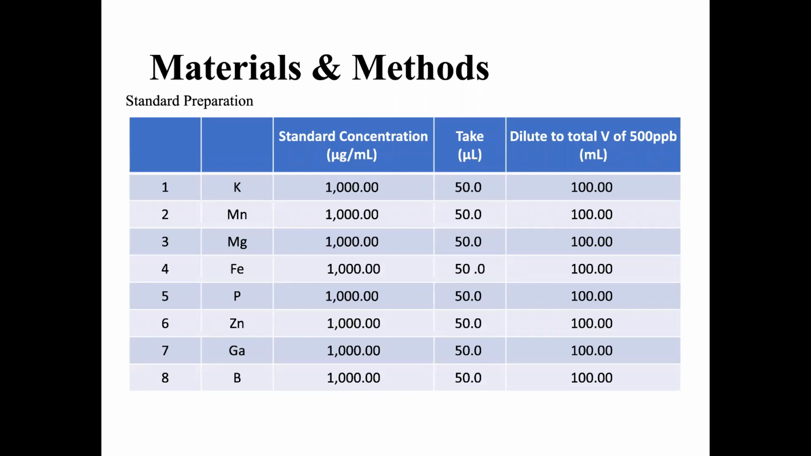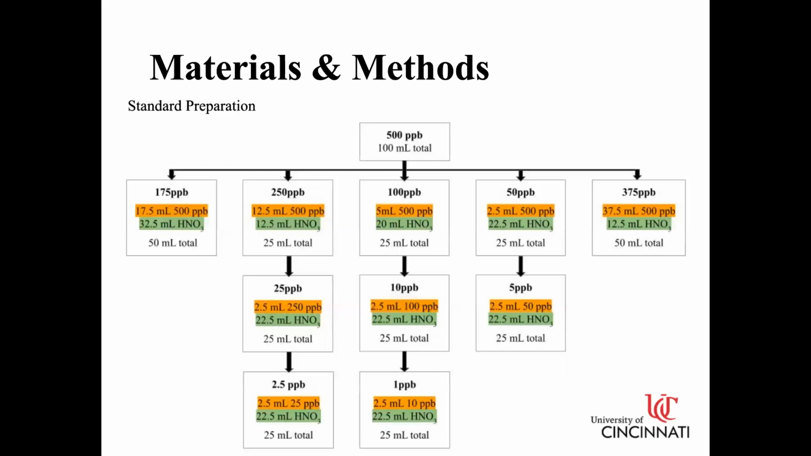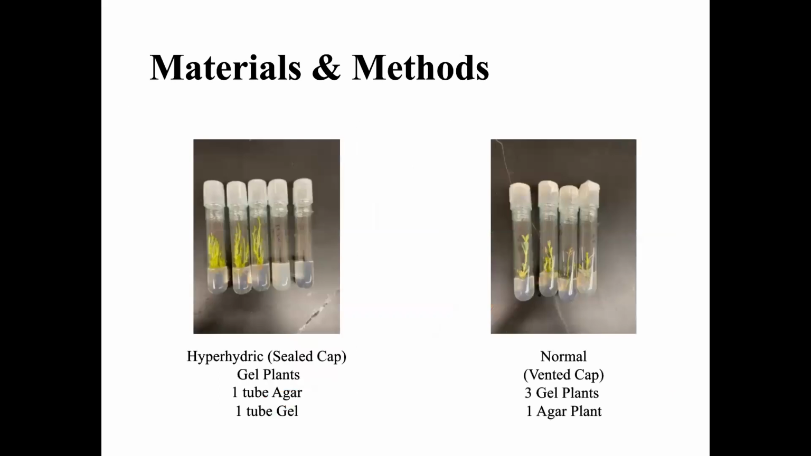In this graph, these are just the elements that we were looking for. And then in this graph, it's a good visual example of how we need to dilute the 500 ppb down to each for the calibration curve. And this is how we received the plant vials. As you can see, there is the gel and then the plant growth, and more on the separation in the next slide.